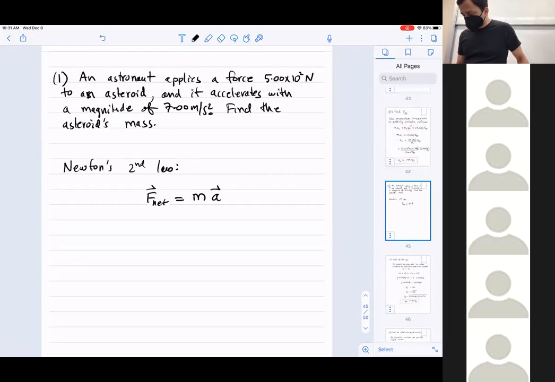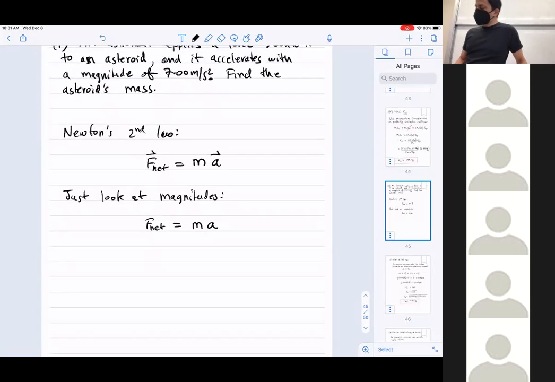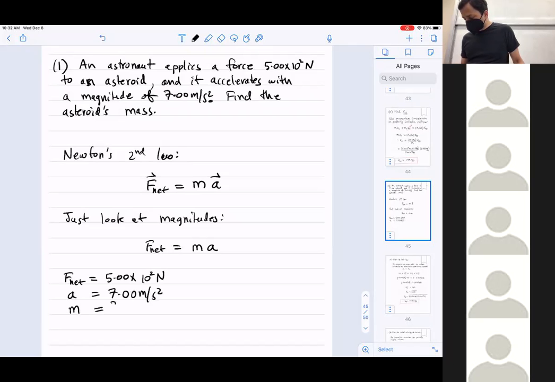And so if I just look at magnitudes, then I can remove the vector signs. Then the magnitude of the net force will be equal to the mass times the magnitude of the acceleration of the object. Now that you have this concept identified, figure out what the numbers in the problem are associated with in this concept. We are told that F net, the net force, is the force on the asteroid that the astronaut applies, 5 times 10 to the 2 newtons. The acceleration of the asteroid is 7 meters per second squared. And the thing we're asked to find is the mass of the asteroid.